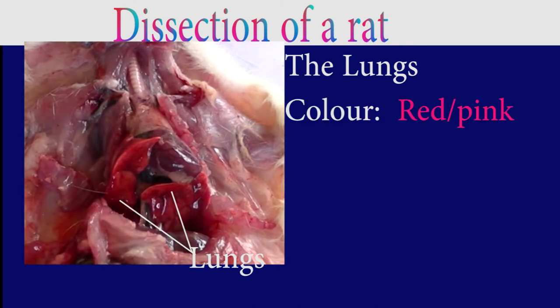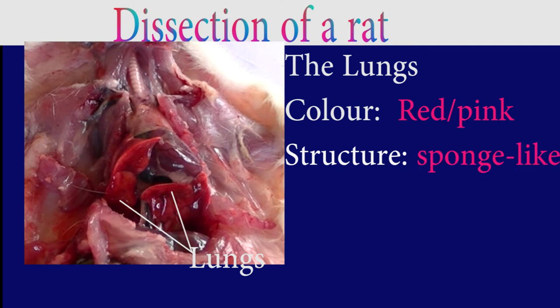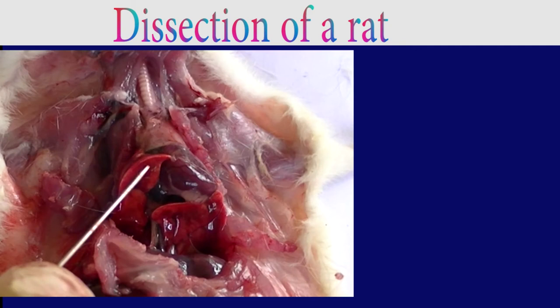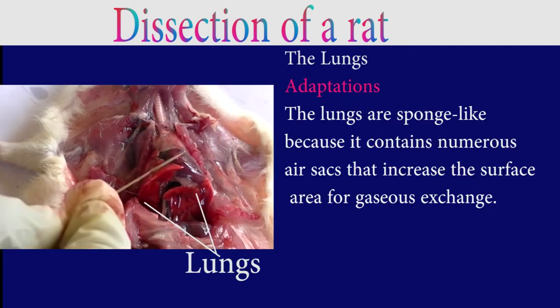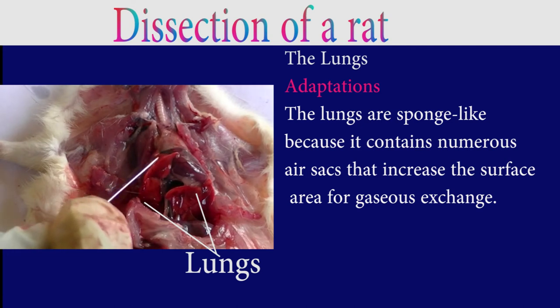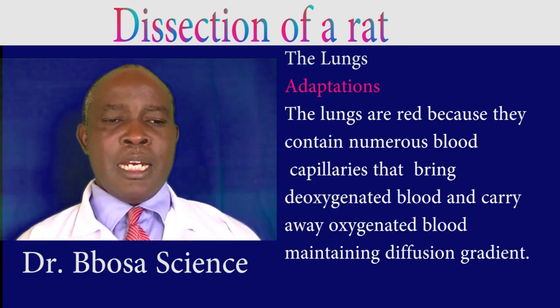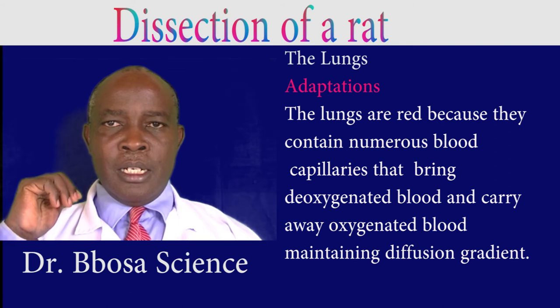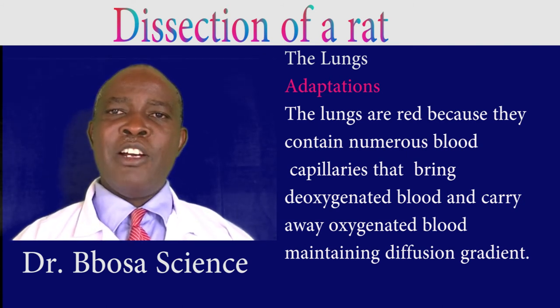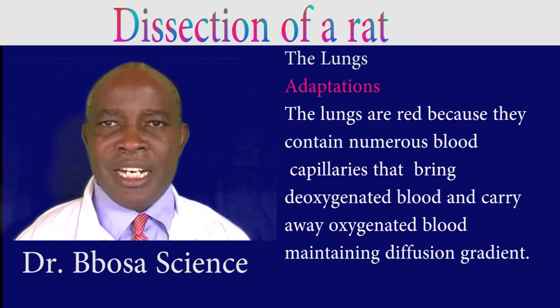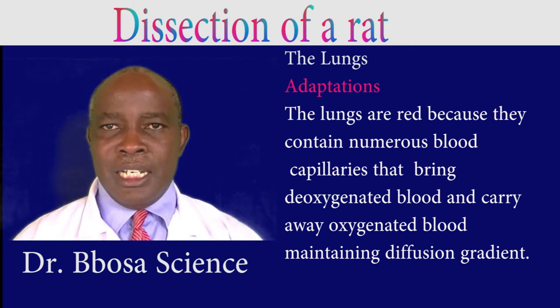Color: they are pink or red. Structure: they are sponge-like. Relating the color and structure of the lung to their function, the lungs are sponge-like because they contain numerous air sacs that increase surface area for gaseous exchange. The lung is red because it is well supplied with blood capillaries that bring the deoxygenated blood and carry oxygenated blood to the body, which maintains the diffusion gradient for gaseous exchange.